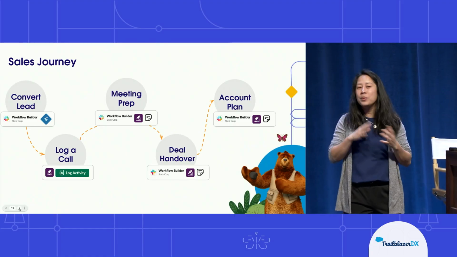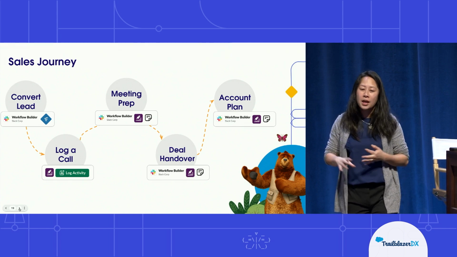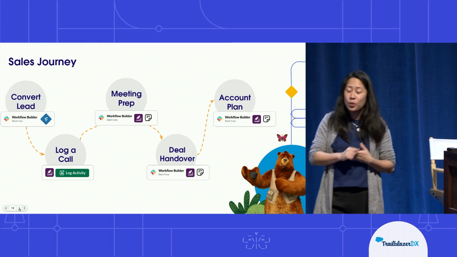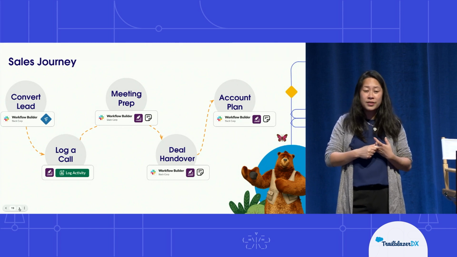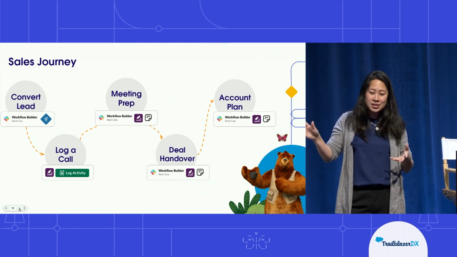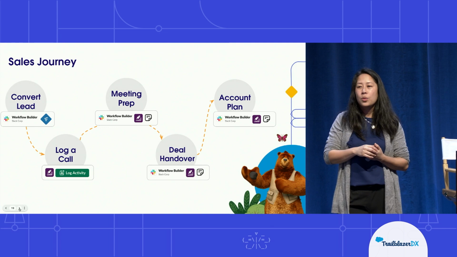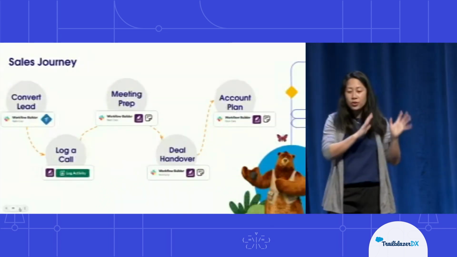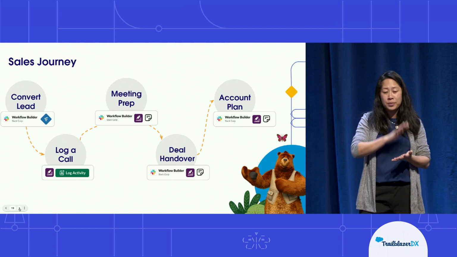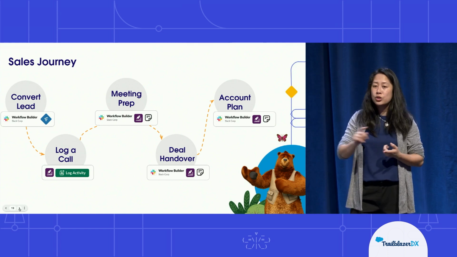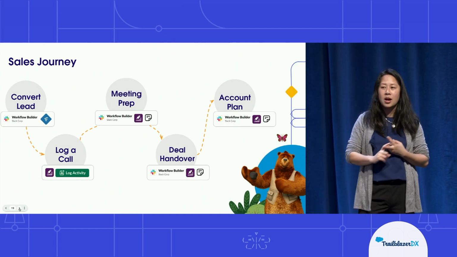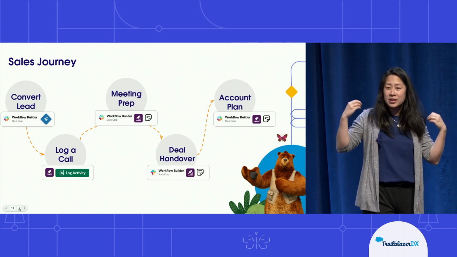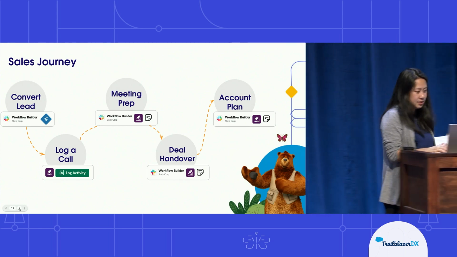All right, so we went through 5 demos in 15 minutes. I'm going to give a quick overview of what we covered. We talked about converting a lead, and we used Workflow Builder and Flow. We talked about logging a call all within Slack, and that's where we use Sales Elevate, where you can click a button to log an activity. We have a meeting prep, and that's where we use, again, Workflow Builder, Elevate, and Canvas. We did that for meeting preps, deal handover, and account plans, showing you both custom objects, standard objects, and related objects, all pulling in that information to populate that canvas.